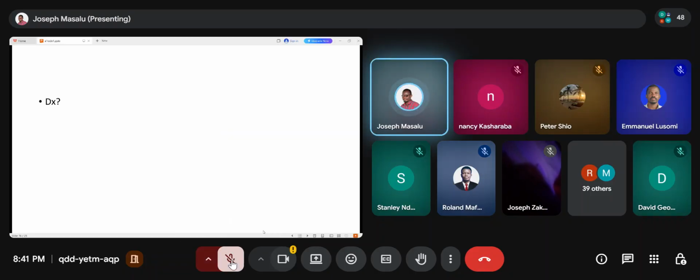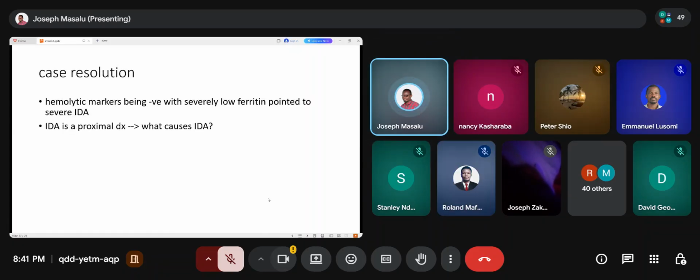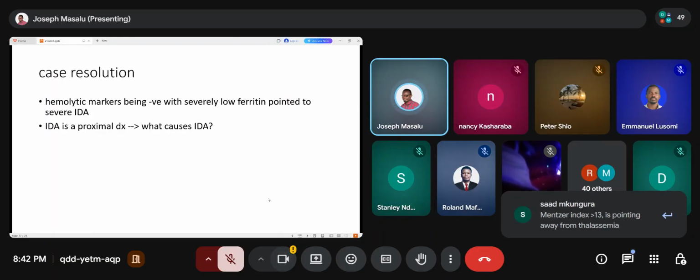Yeah, thank you very much. As you're saying, rightly, since the hemolytic markers were negative and the severely low ferritin pointed to severe anemia, even if we don't have the TSAT. As you know, you won't use ferritin unless the patient is inflamed, since ferritin is an inflammatory marker and can rise. You can use the TSAT, but ferritin alone is enough to say iron deficiency anemia. But iron deficiency anemia is just a proximal diagnosis. You have to come up with what causes it, which was the case in this patient.